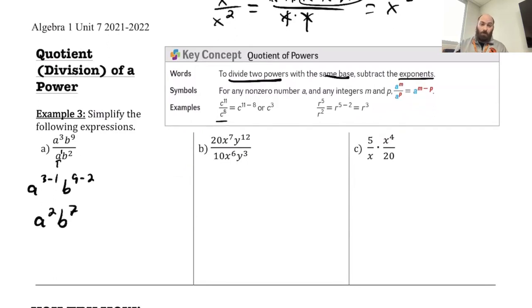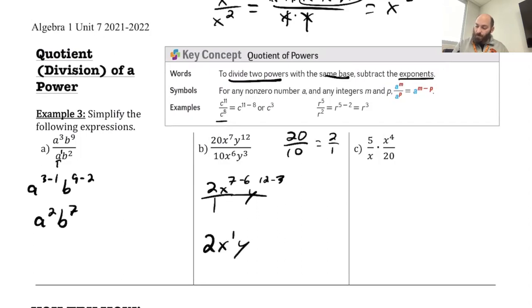Okay, for the next example, 20 and 10, those are the ones that I can do a problem with. Some people think that you want to subtract these, but remember, we are only subtracting exponents. So 20 over 10, I could just do that as a fraction, which is 2 over 1. So that's going to turn into 2 over 1. Okay, x to the 7 minus 6, y to the 12 minus 3. I don't need to write this over 1 anymore, so I'm just going to write the 2. 7 minus 6 will give me x to the first power. 12 minus 3 is y to the 9th power. Okay, the only thing being subtracted are exponents.